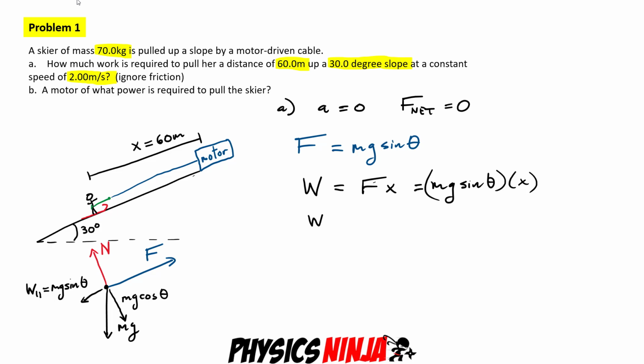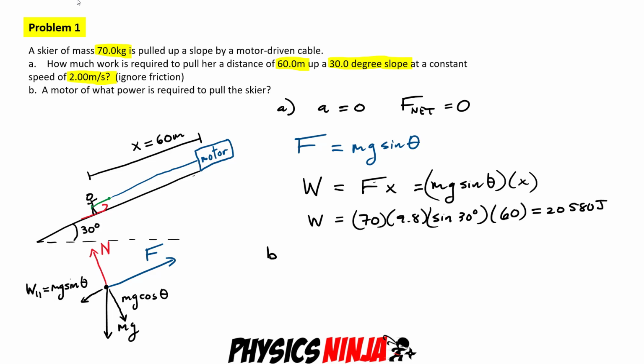Now all you have to do is substitute the numbers. So the skier is 70, little g is 9.8, sine of 30 degrees, and multiplied now by the distance, which we said was 60 meters. All right, we put all of those numbers in the calculator. You should get something like 20,580. That is measured in joules.